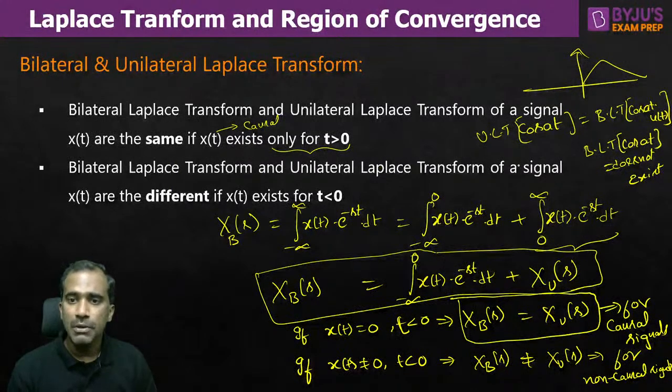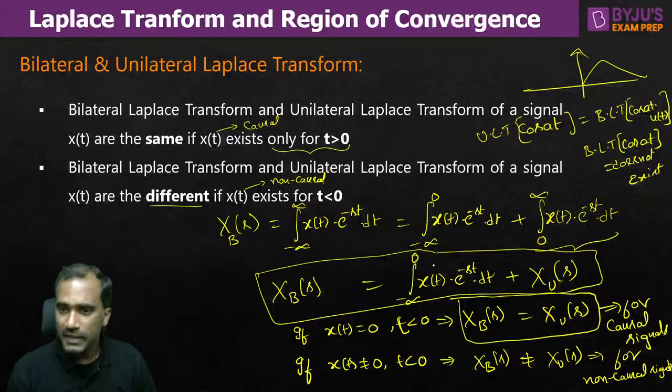So the bilateral Laplace transform and the unilateral Laplace transform of a signal are different if the signal exists for negative time as well. They are different if the signal exists for negative time, which means if x of t is non-causal. Whatever we have learned and derived here, I am putting the same thing in the form of statements here.